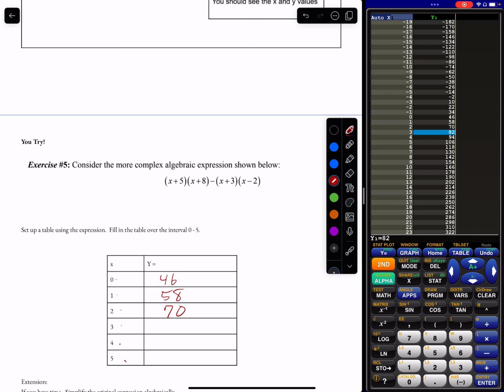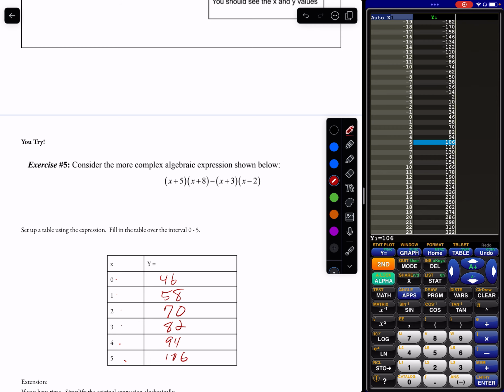If I evaluate 3, I'm getting the number 82. If I evaluate 4, I'm getting the number 94. And if I evaluate 5, I'm getting the number 106. Okay, so your calculator is super helpful when you're generating these values.